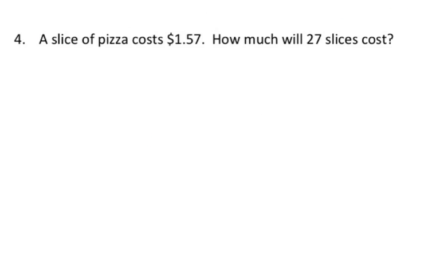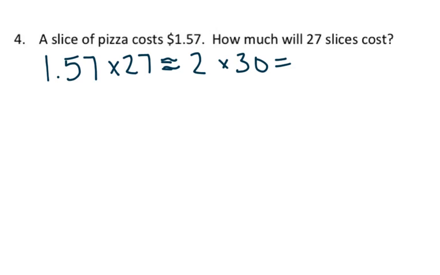So the next example I'm going to be doing is coming from the homework, and it's question number 4, and it reads, a slice of pizza costs $1.57. How much will 27 slices cost? So for this one, I have my $1.57, and I have to multiply that by 27. To come up with a reasonable estimate, I can do 1.57 rounds to 2, times 30. So a reasonable estimate would be around $60.